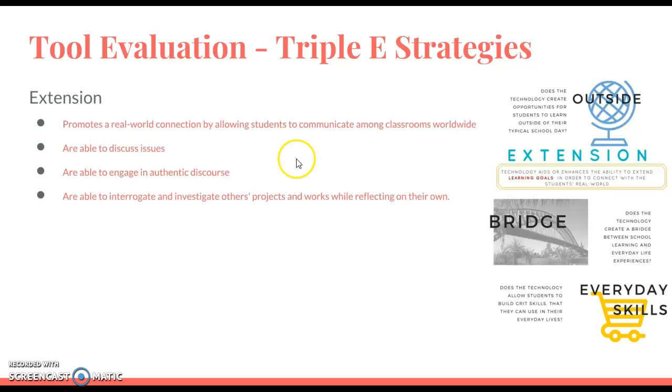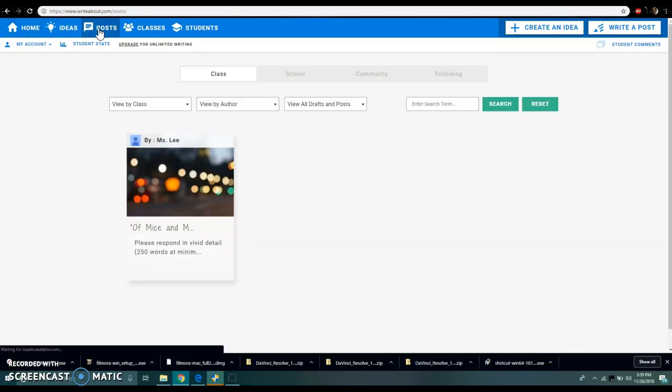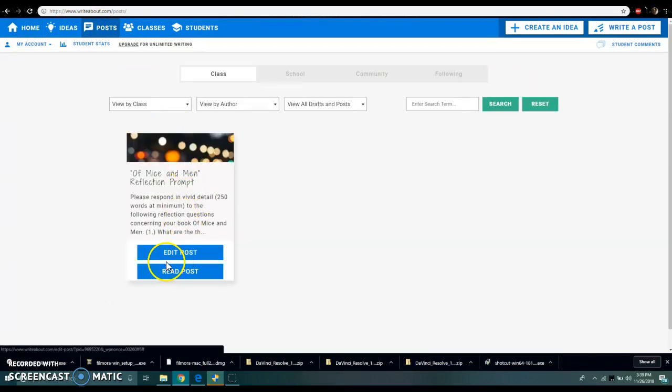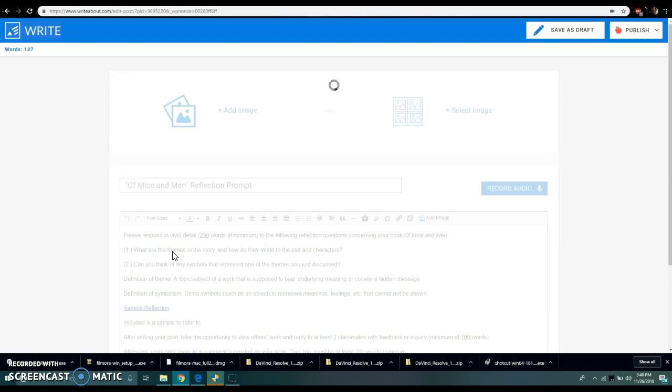They're able to discuss ideas, engage in authentic discourse, interrogate and investigate others' projects and works while reflecting on their own. My specific lesson plan using this tool is having students respond to literature. In this response, they will address central questions of theme and symbolism that relate to previous lessons discussed. Attached to this prompt are basic descriptions of the terms theme and symbolism.